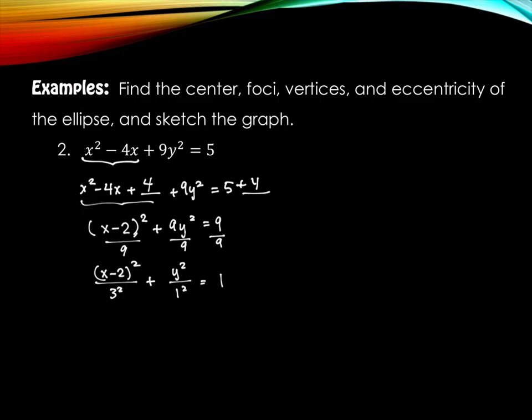So we're going to identify several things. It says the center, foci, vertices, and eccentricity, and we're going to sketch it. We're going to do a lot. So let's actually start with the center, because we can read that off of the equation. What is the center of this ellipse?